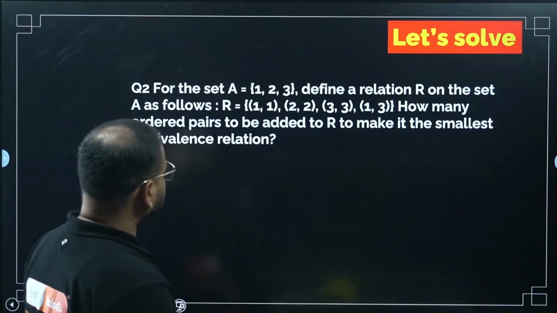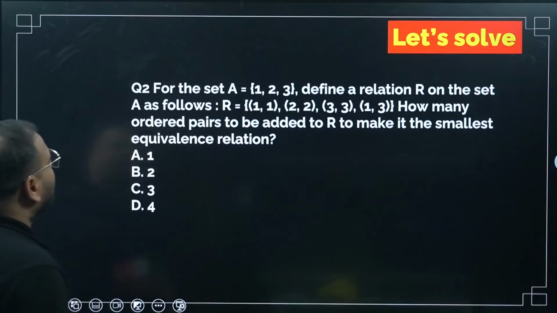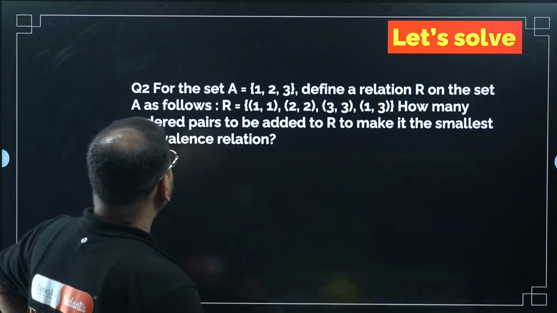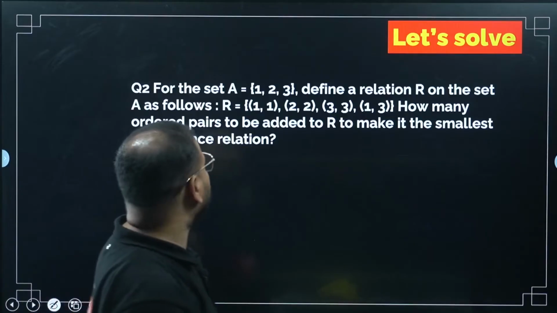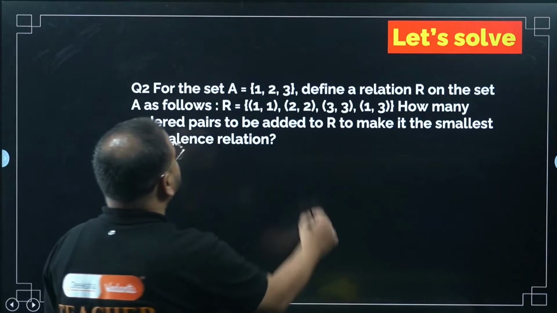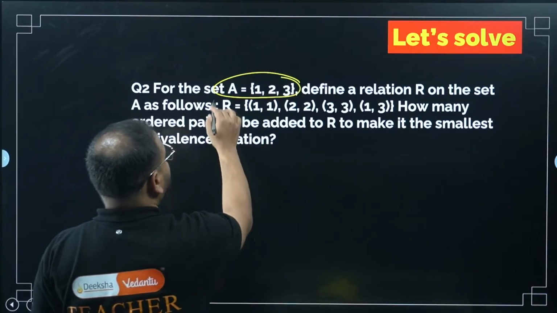Okay sir. Alright. Moving on to the second problem. For the set A given as 1, 2, 3, define the relation R on set A as follows. So this is important to know: the set A, and as follows, the relation is given.